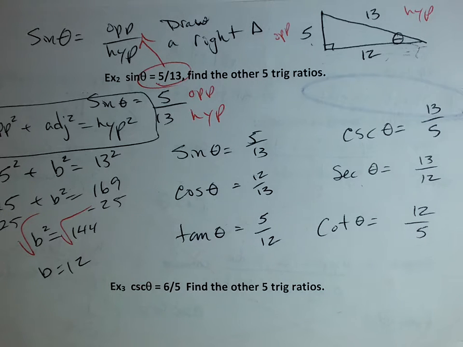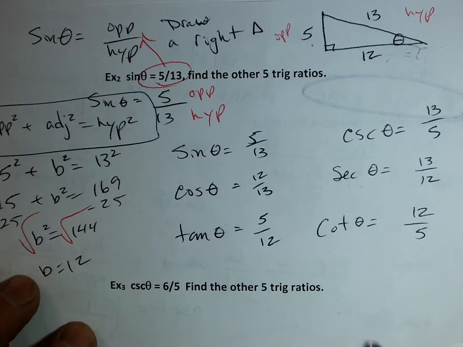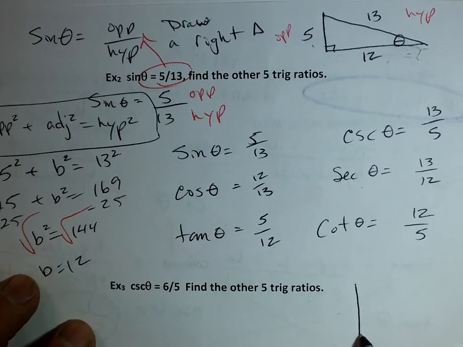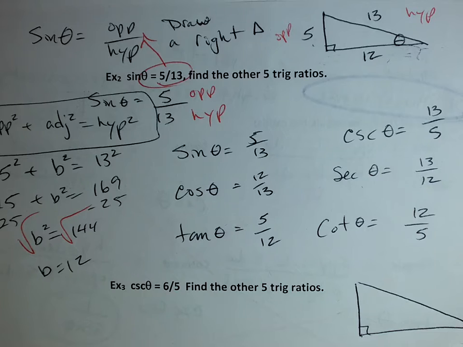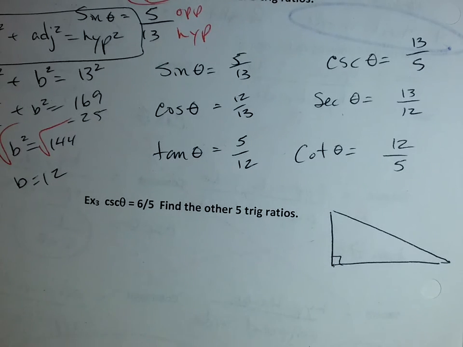Okay, so if I look at example 3, it's identical. So we need a triangle, right? So before I do anything, let's draw a triangle. I need a triangle. It's going to help me a whole bunch. Whenever I do right triangle trig, it's called right triangle trig, so we need a right triangle. So draw a right triangle. I'll put theta here, okay?